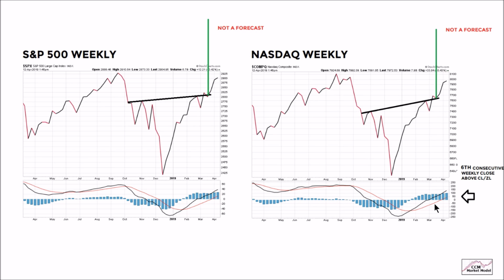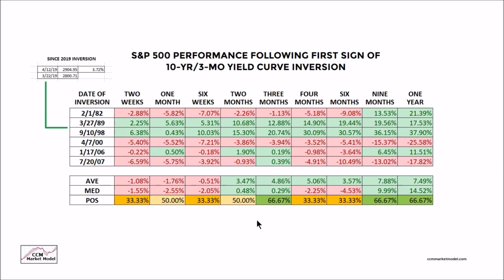If we double back to the yield curve analysis, 3 weeks ago we said there were only 2 cases of first sign yield curve inversion that posted positive returns looking out 2 weeks and 1 month. That was the 1989 case and the 1998 case. Anything in this table here that contradicts the probabilities outlined in this week's analysis? The answer is no.